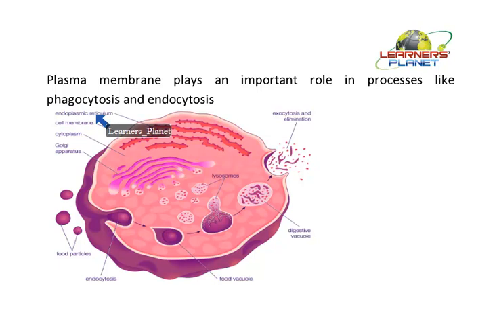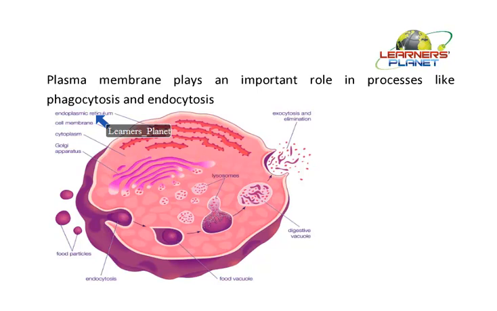Phagocytosis means capturing solid food particles from the surroundings and breaking them down inside the vacuole. Endocytosis means capturing foreign particles or various materials from the surroundings and digesting them by fusing with lysosomes inside the vacuole. Exocytosis means the release of undigested material present in the vacuole towards the outside.